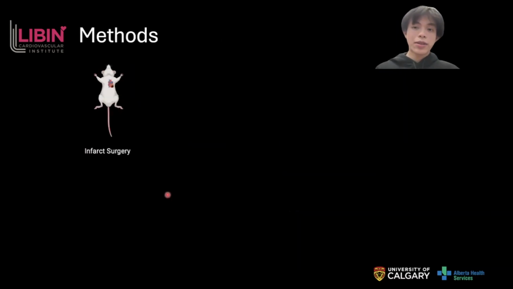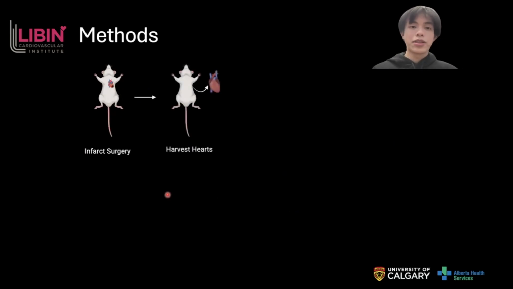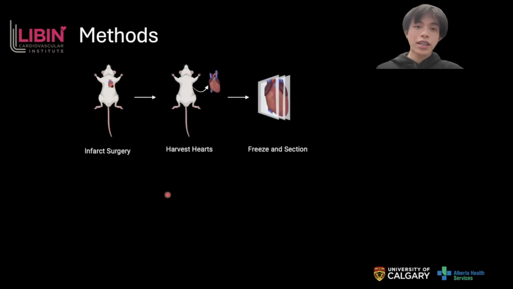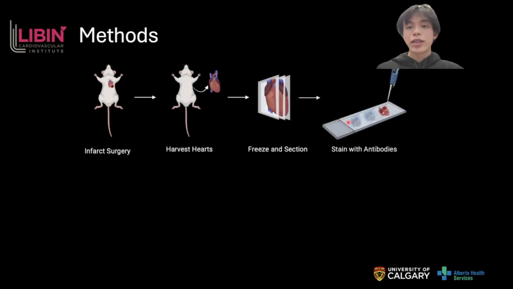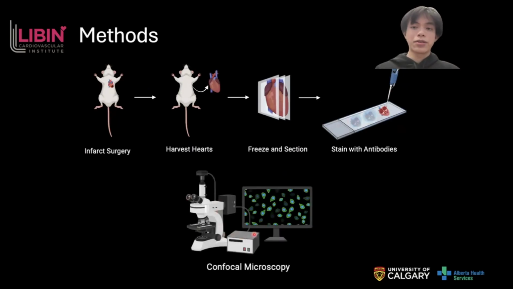We conducted our experiments in a mouse model where a coronary artery was tied off to induce an infarct on the heart. And at different time points, the mouse hearts were then removed, frozen, and sectioned onto microscope slides. We then stained these samples with antibodies which bind to specific proteins and fluoresce under a laser. We then imaged these samples with a confocal microscope and analyzed them to measure stain areas.